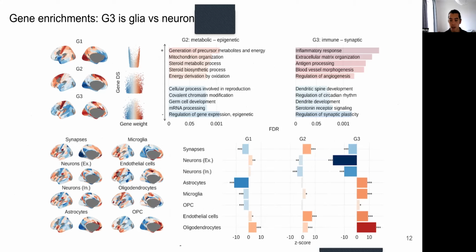And we can confirm that by looking at the enrichments for cell types, where we find for G3 in particular a strong negative enrichment for synapses and neurons, and a positive enrichment for all the glial cells. So it looks like there's something going on here with G3 being a neuron versus glia gradient in the brain.